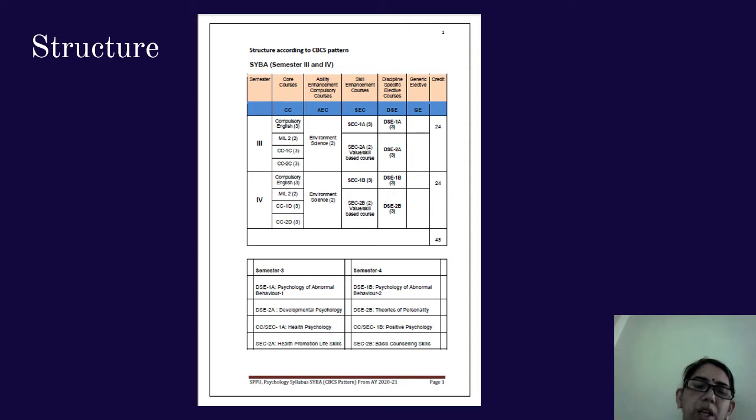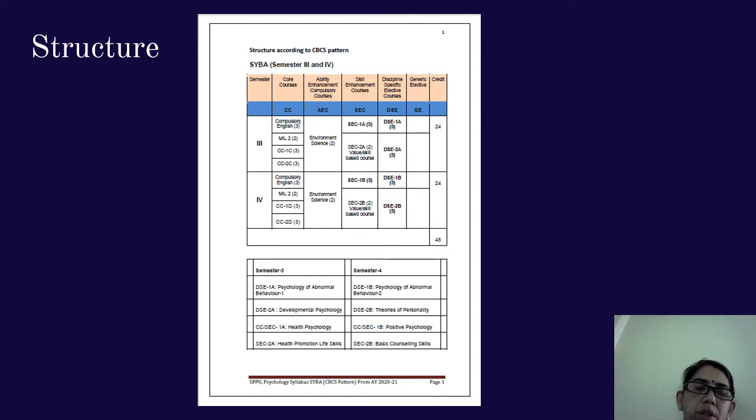Then you have the second paper, which is your special paper, DSC 2A, which is Developmental Psychology. So in this paper, you are going to study the development of human beings right from the time of conception to death. So it is from the womb to the tomb, we are going to study the human development.